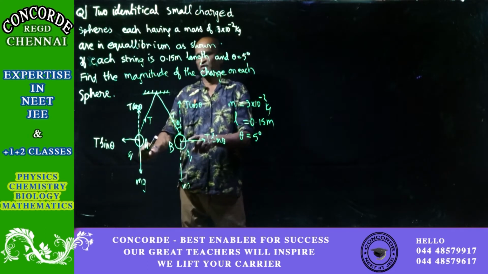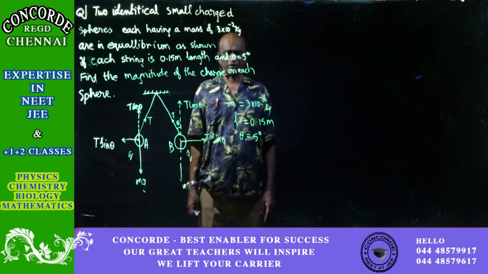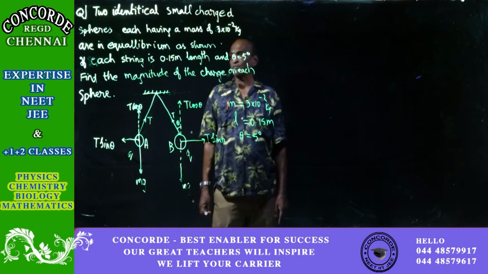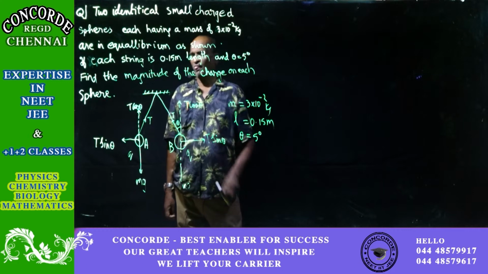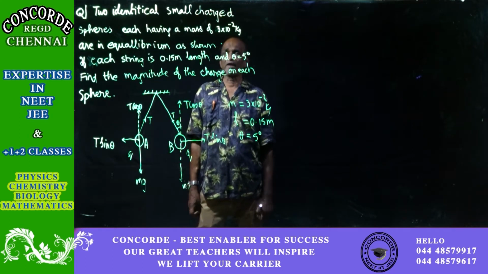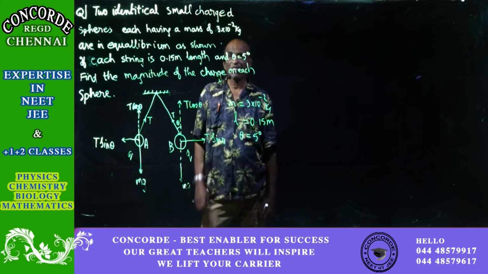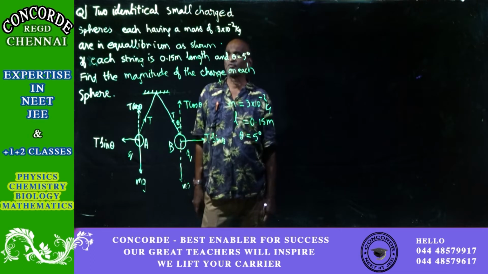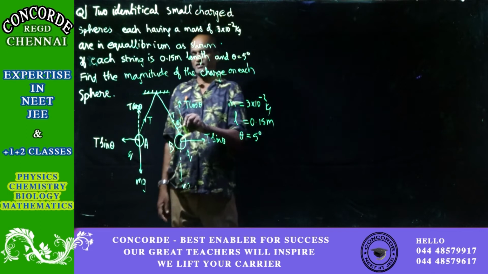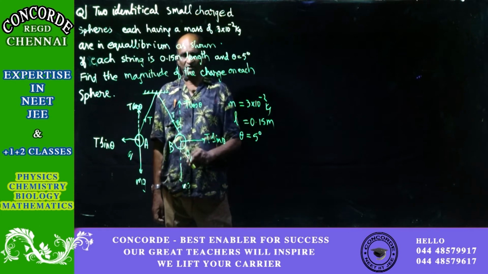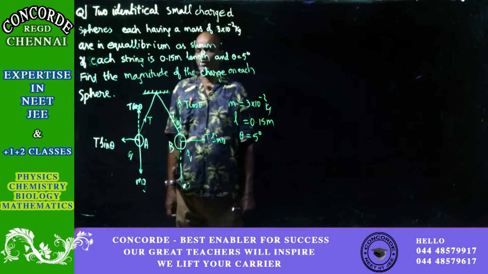So we have two identical masses, both of mass m equal to 3 into 10 power minus 2 kg. The angle that the string makes with the vertical is theta, which is 5 degrees. Because it is in equilibrium, whatever forces are acting should balance one another. One force is the tension T at an angle theta with the vertical, and another force is the weight mg.